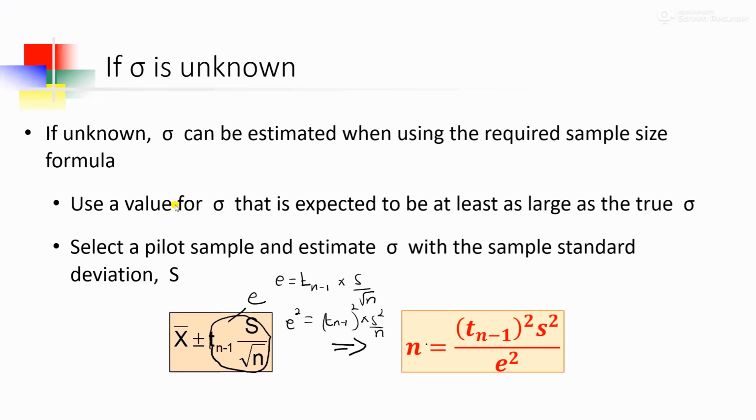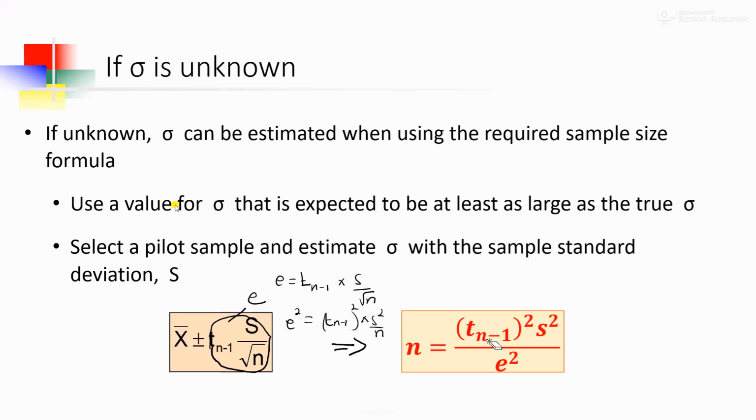Then from this, by doing the cross multiplication and dividing by E squared on both sides, n is equal to t n minus 1 squared into S squared over E squared. This n minus 1 denotes the degrees of freedom. Here actually this n we have to decide already, right? So how can you decide this n value?